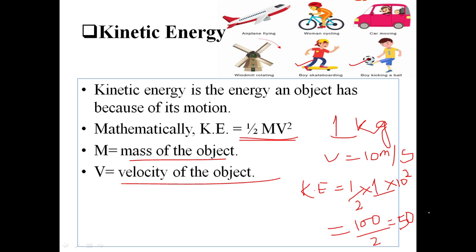The SI unit of energy is joule, short form J. Okay, this is known as kinetic energy.